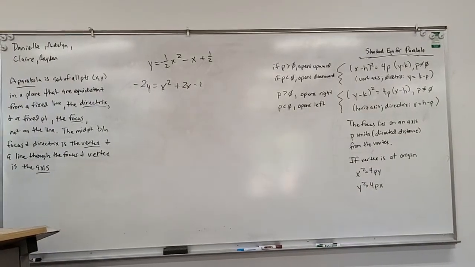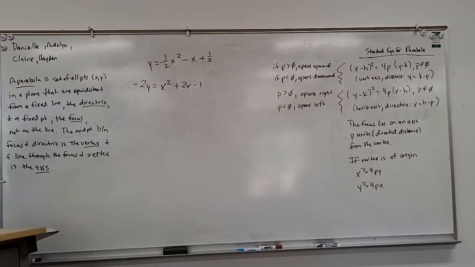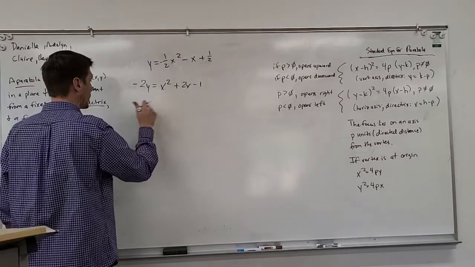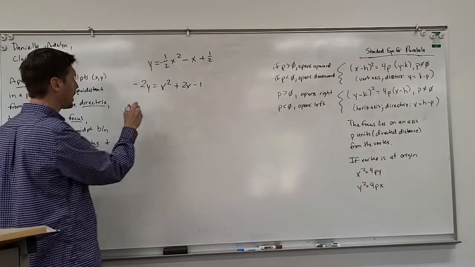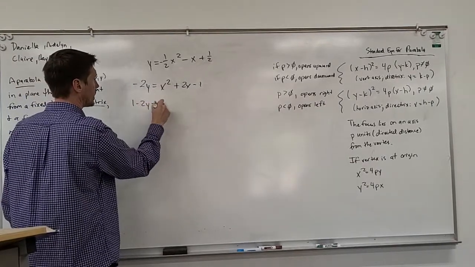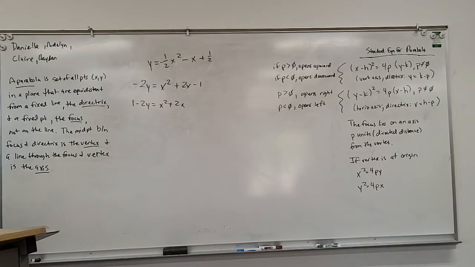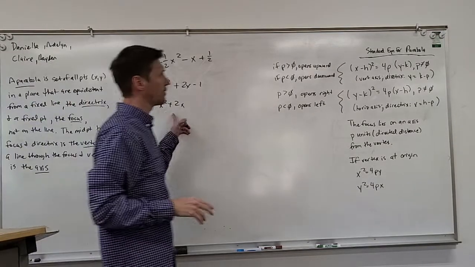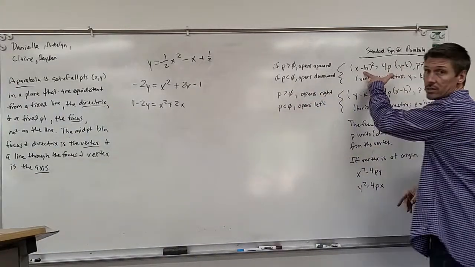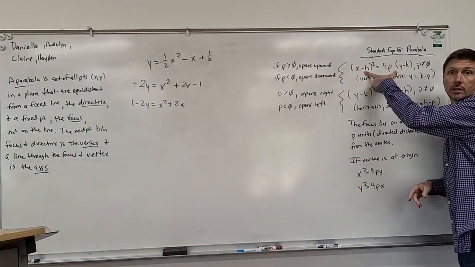And so then we basically move this 1 over here so that we now have 1 minus 2y equals x squared plus 2x. Why did we do that? We did that because we're going to have to complete the square so that we have something that looks like this in our formula.